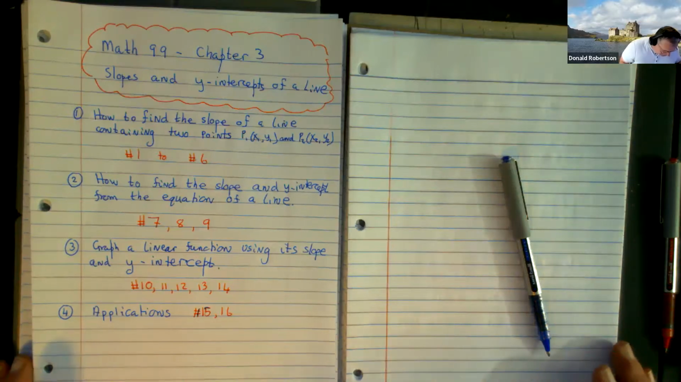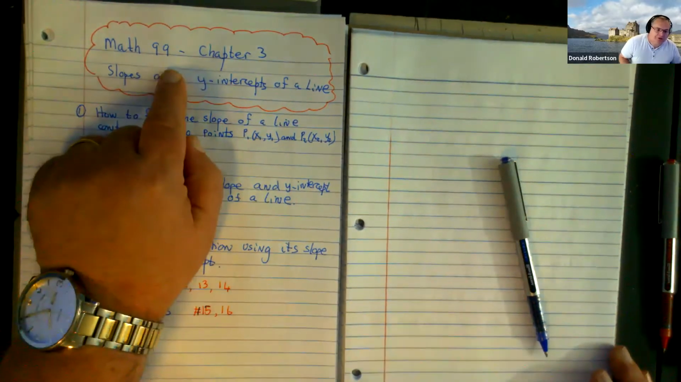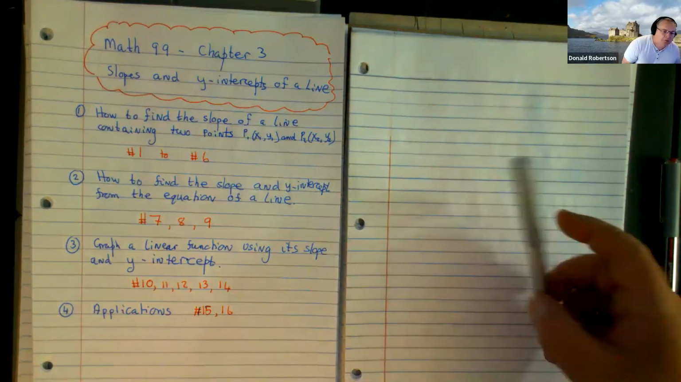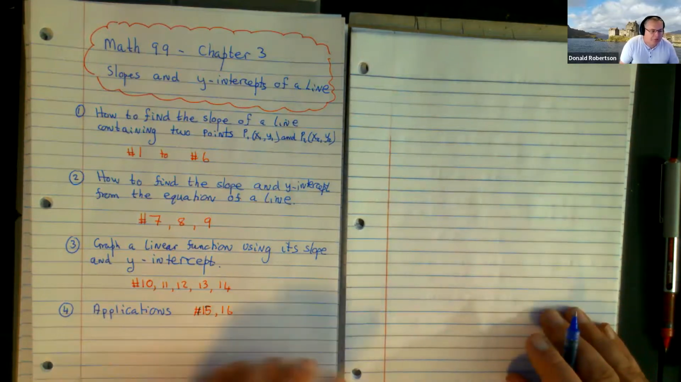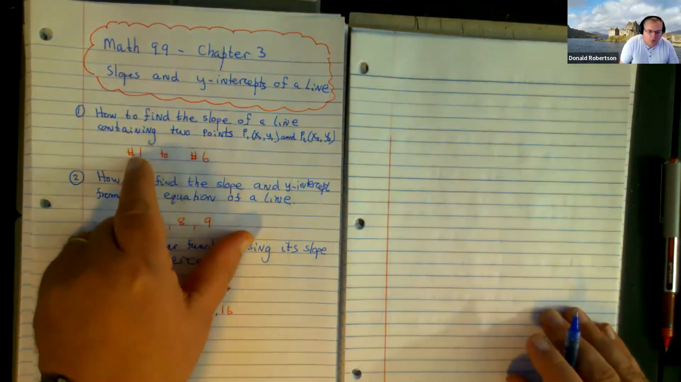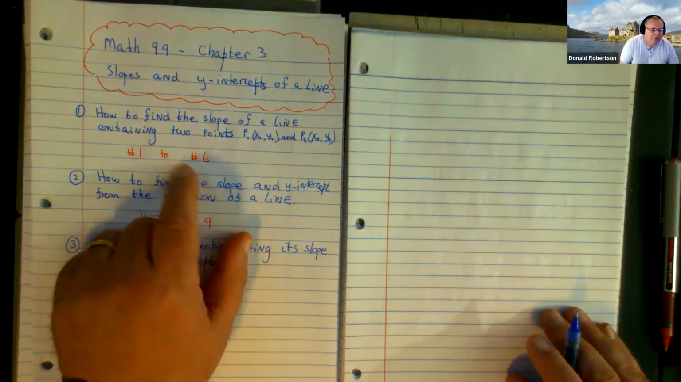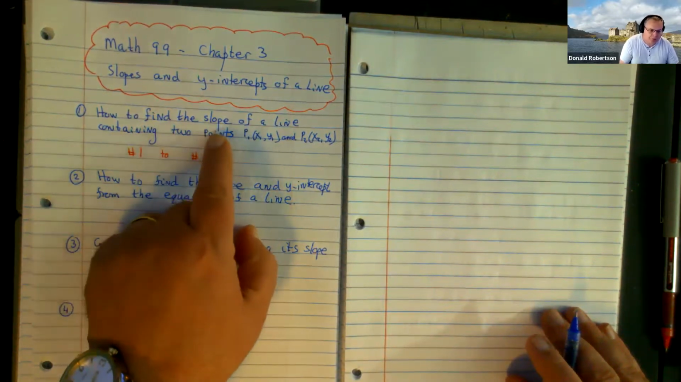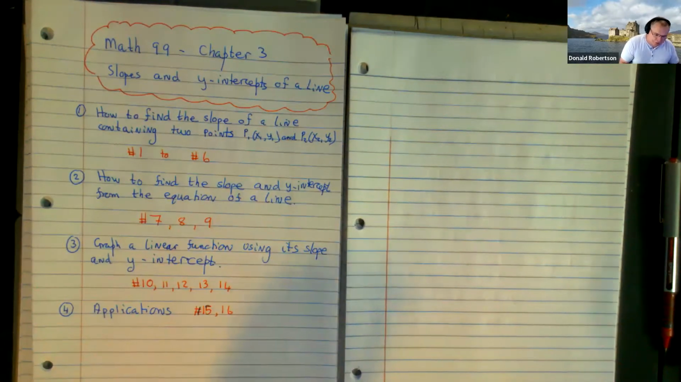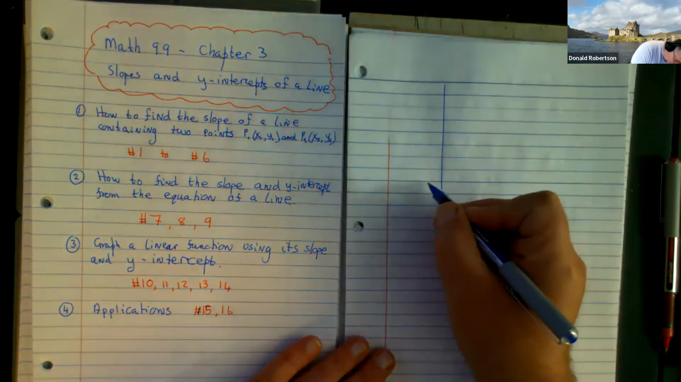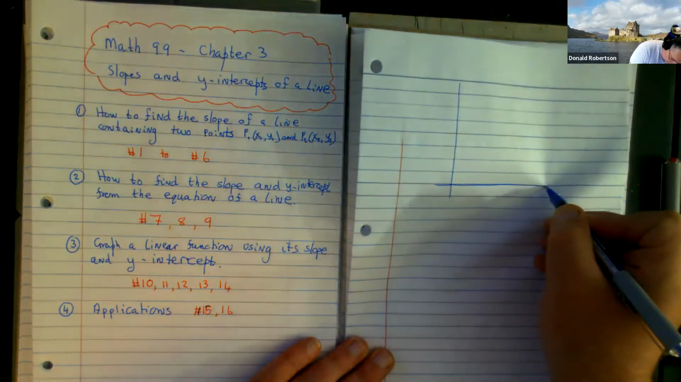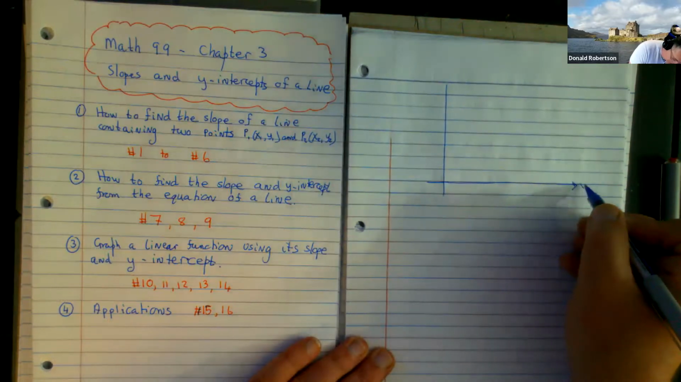But for right now, let's focus on the last assignment. We're looking at chapter 3, slopes and y-intercepts of a line. The first thing we're going to look at are questions 1 to 6 in the homework, which are like this, where you've been asked to find the slope of a line and you're given the coordinates of 2 points. So let's just show you what the slope of a line looks like.